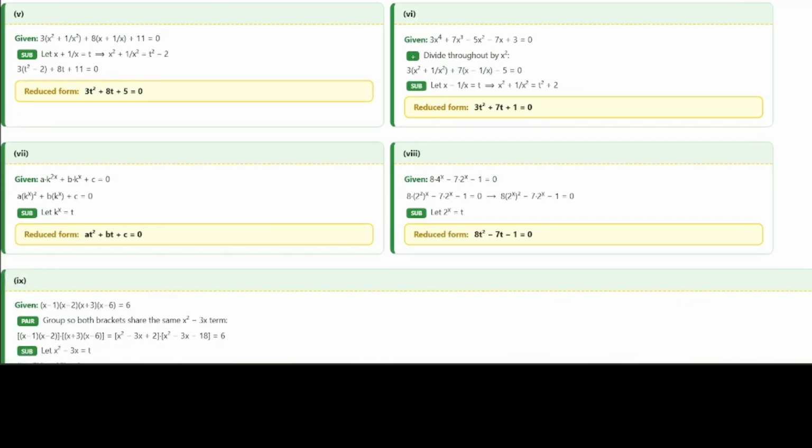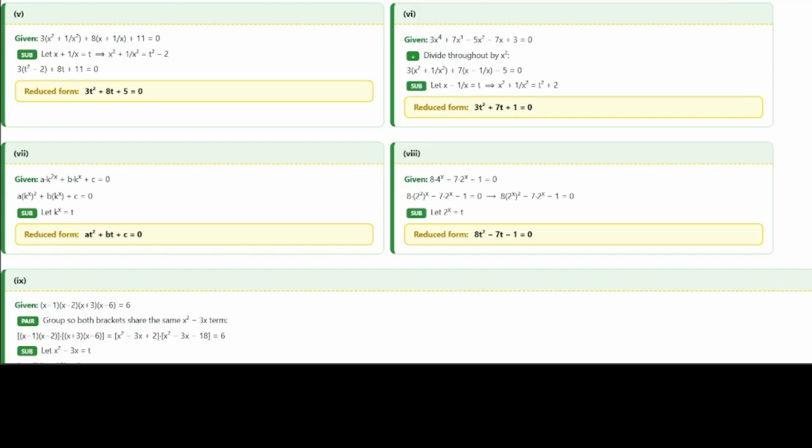The fifth part states that 3 into x square plus 1 over x square plus 8 into x plus 1 over x plus 11 is equal to 0. So we can take x plus 1 over x and let it be equal to t. If we take squaring on both sides, x square plus 1 over x square becomes t square minus 2. So 3 into t square minus 2 plus 8t plus 11 is equal to 0.